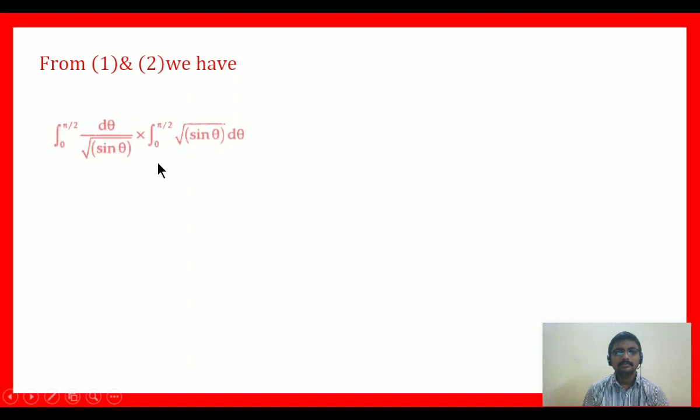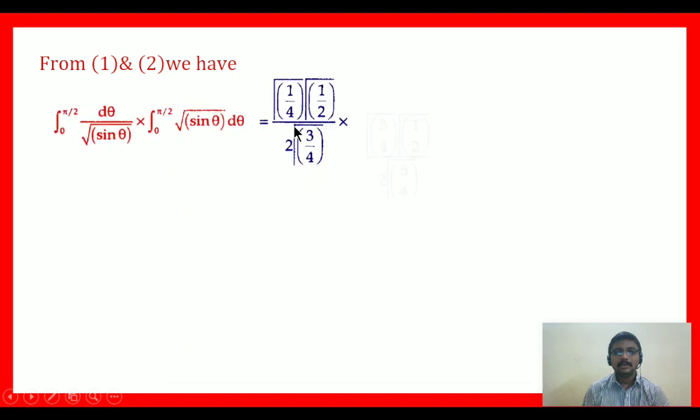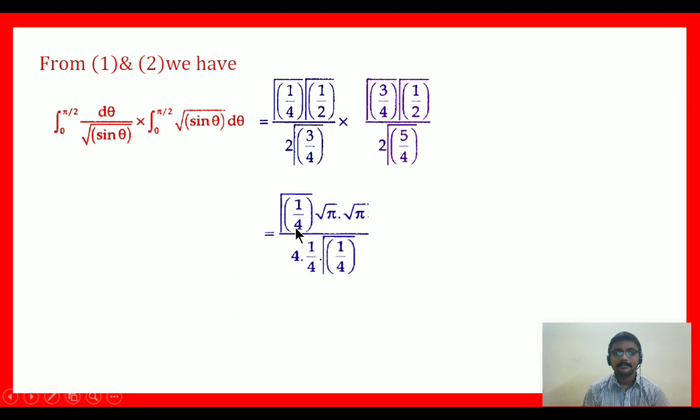Now multiplying the first one and the second one. Clearly here gamma half into gamma half is gamma half whole square, and gamma 3 by 4 gets cancelled. So gamma 1 by 4 stays, and gamma half is root pi. So root pi into root pi. 2 into 2 is 4, and we will have gamma 5 by 4.